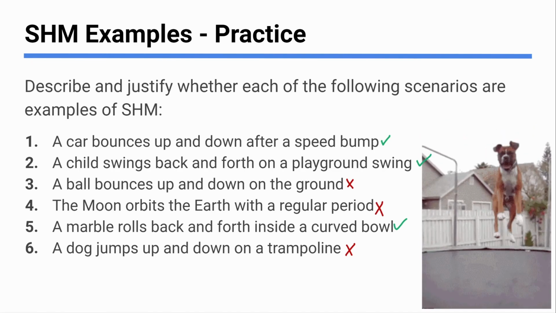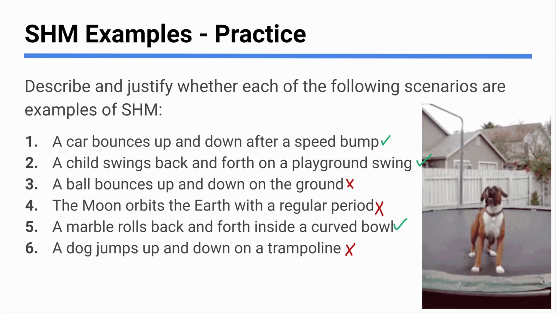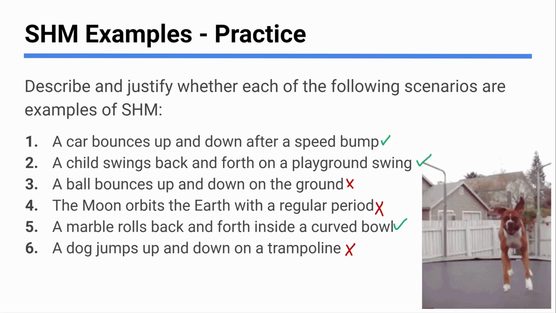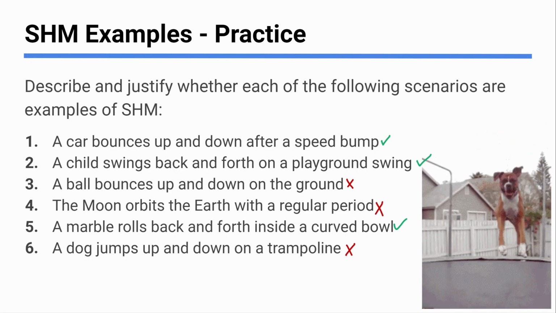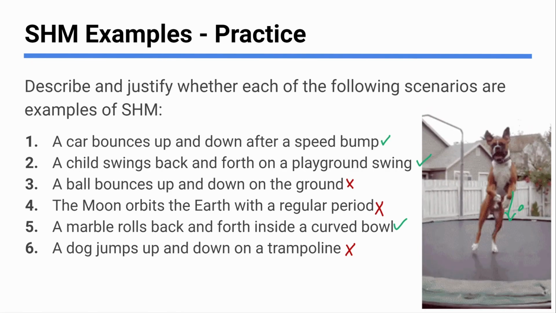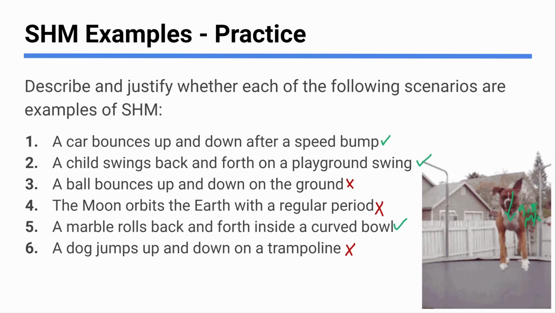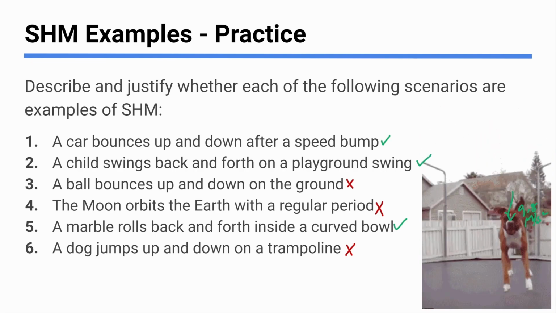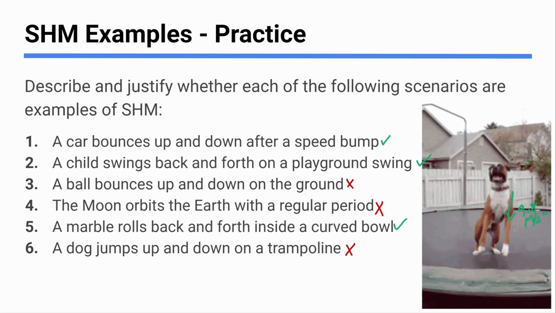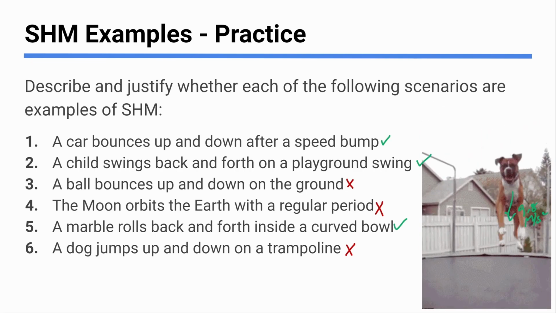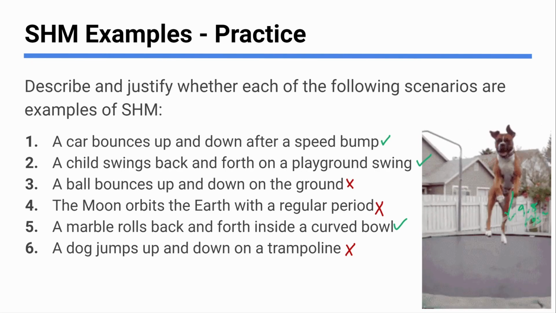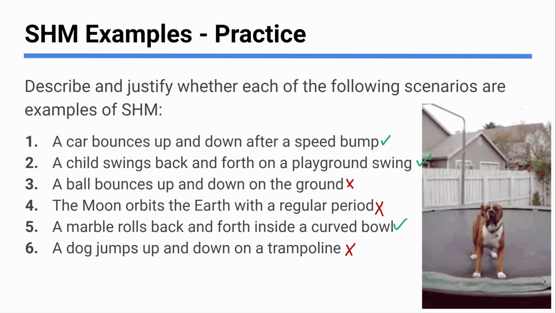But let's look at this guy. As he's up in the air, same deal as the bouncing ball. The acceleration of the dog doesn't get bigger the higher he goes, right? The acceleration of the dog in the air the whole time is 9.8 meters per second squared. That would have to get bigger with distance for this to be simple harmonic motion. So it is a beautiful phenomenon in nature, just not simple harmonic motion.